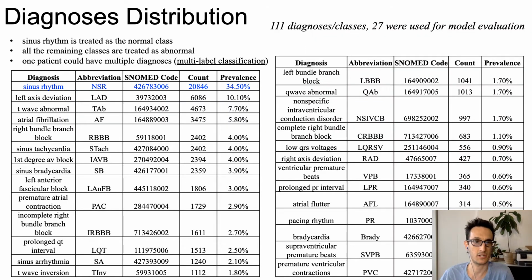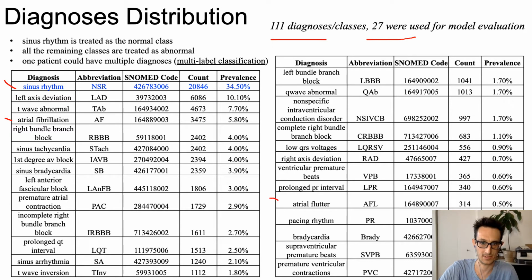So this slide shows the diagnoses that made up the labels of the 2020 dataset. In particular, there were 111 diagnoses that existed in the label space. However, not all of these labels were used to evaluate challenge entries. In particular, only 27 are used in the final evaluation. And these classes consist of things like normal sinus rhythm, so this would be the normal class. Then there is atrial fibrillation, as I mentioned previously.